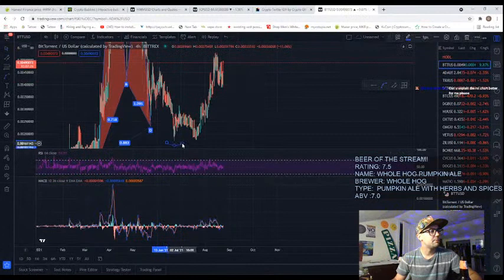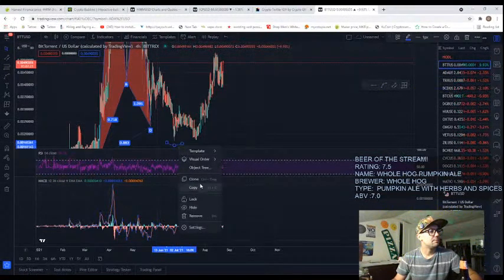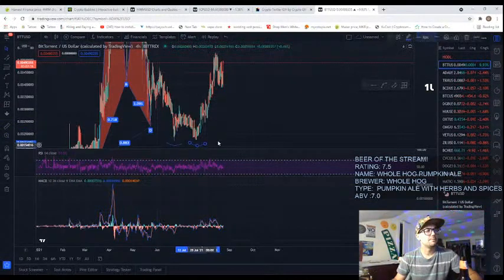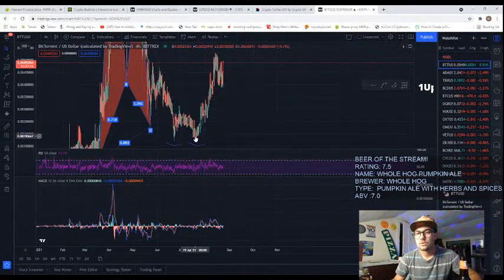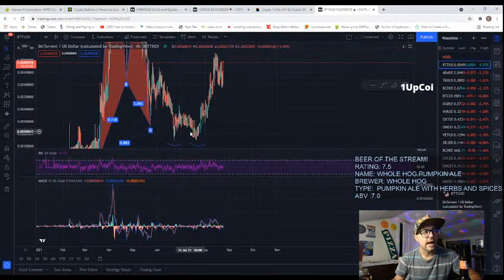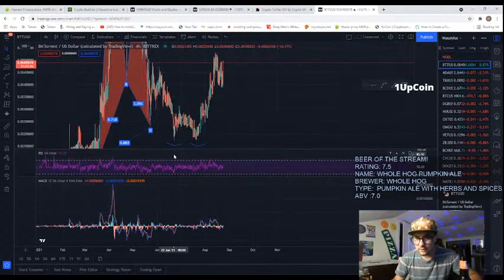one bottom, second bottom, with a slightly higher low, which is super bullish, right? That's what we're looking for. You don't want to see one bottom, and then the second bottom is lower than the first bottom. That means it's still in its downwards trend.